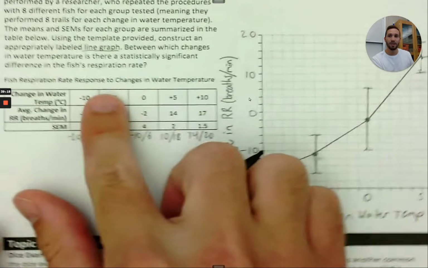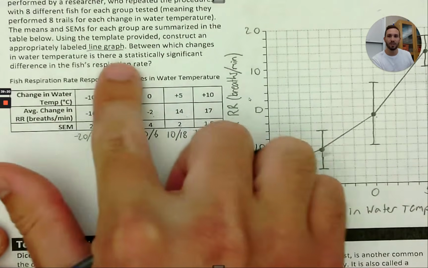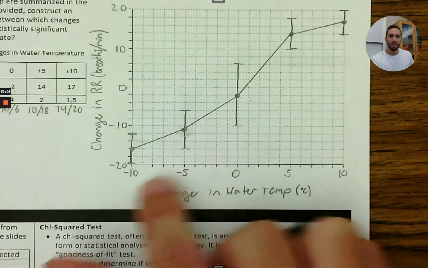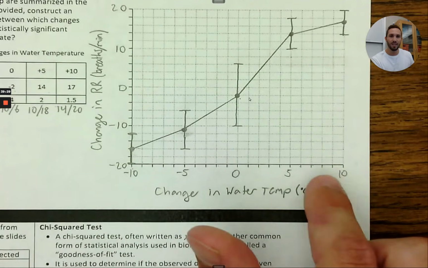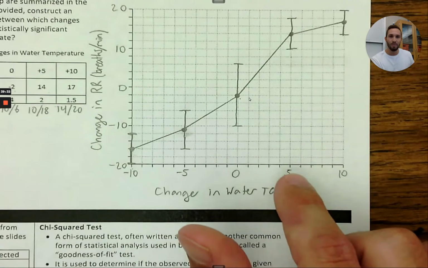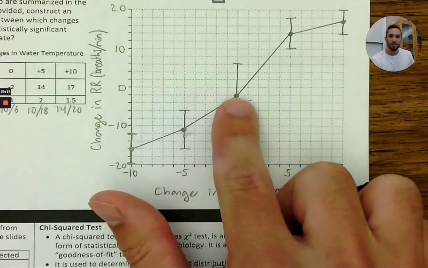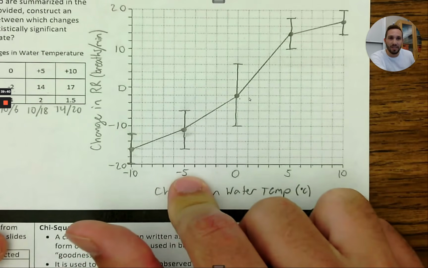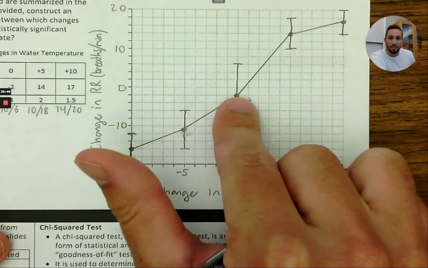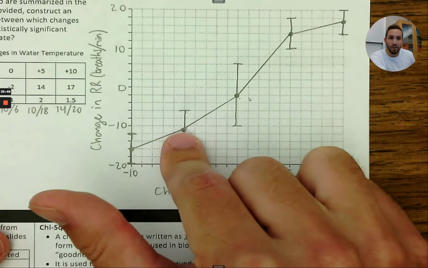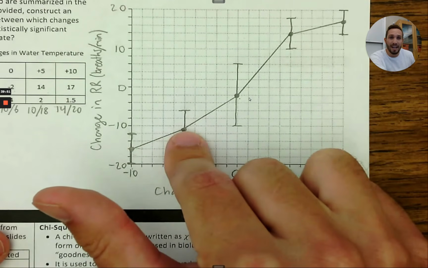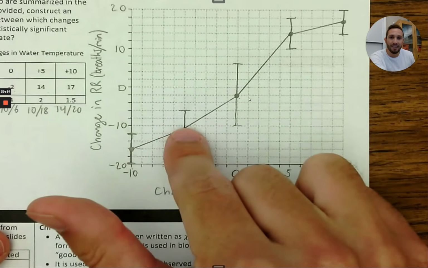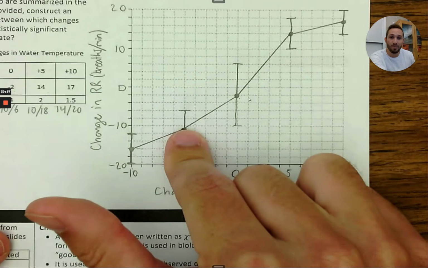But now you're going to answer this question here. It says, between which changes in water temperature is there a statistically significant difference? So if you look here, when the water changes temperature, sometimes there is a significant difference between them and sometimes there's not. For example, between when the water did not change temperature versus when it changed -5, now that I have an average with the standard error values and I created these error bars, it does show that the average for those fish that I tested went down, but it's actually not a statistically significant difference in the change in respiration rate.